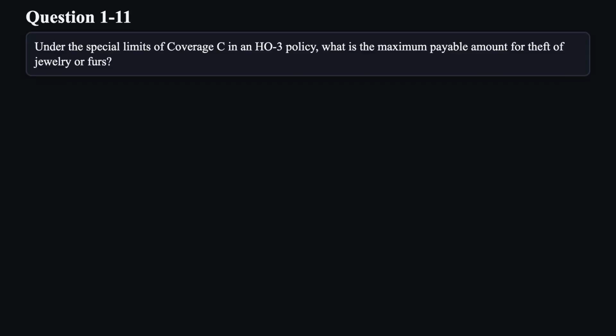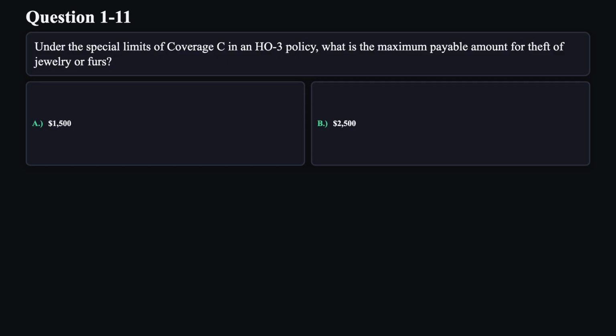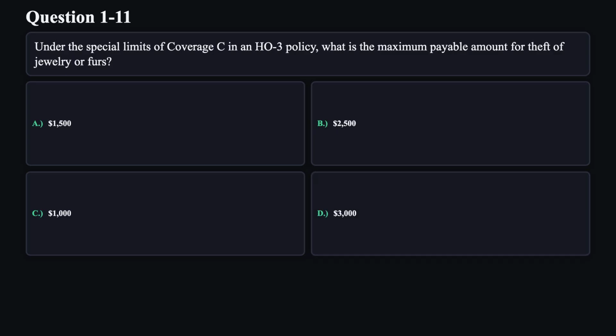Question 11. Under the special limits of coverage C in an HO3 policy, what is the maximum payable amount for theft of jewelry or furs? A. $1,500. B. $2,500. C. $1,000. D. $3,000.